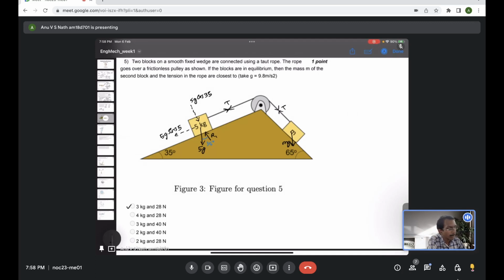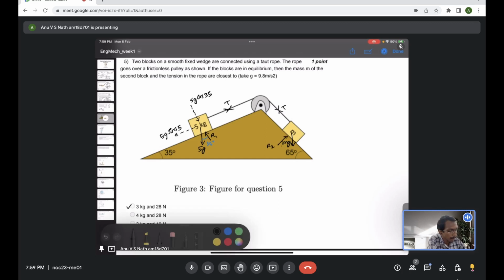The same thing we can repeat here for the mass m, where mg is acting here. The reaction R2 will be acting here. They will be at an angle of 65 degrees, which is this angle.